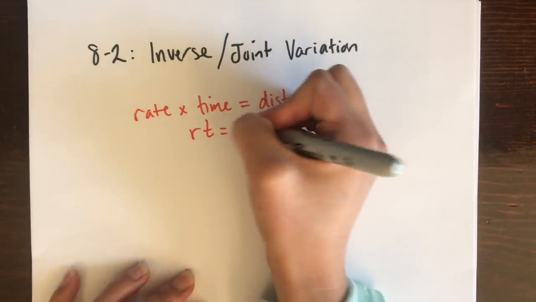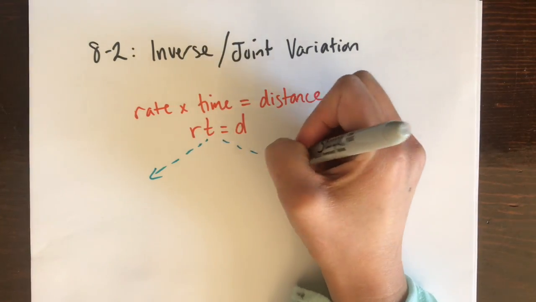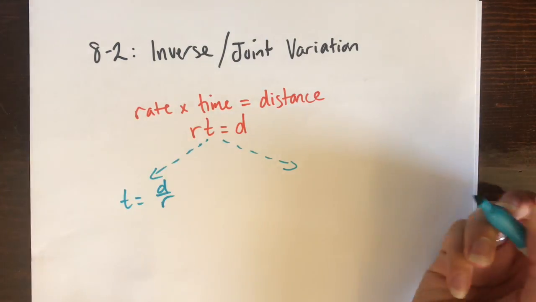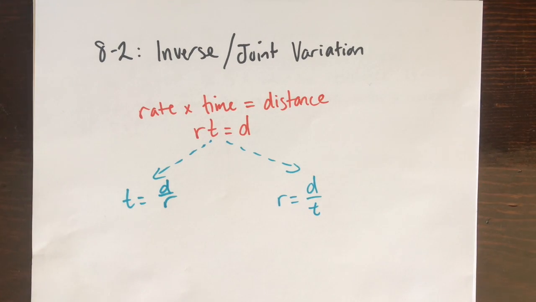Your mindset can really help you when you're doing math. If you think that you're bad at math, you probably will be. If you think that you can accomplish math, then maybe you can do a little bit better. So today we're talking about inverse and joint variation.